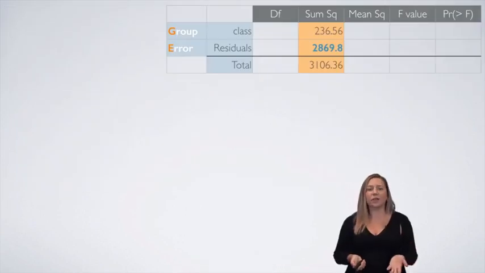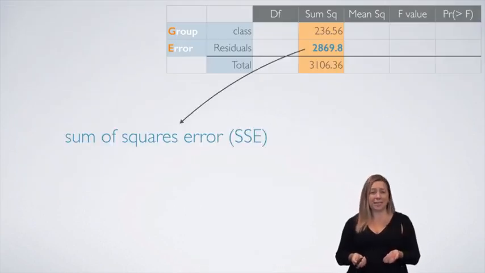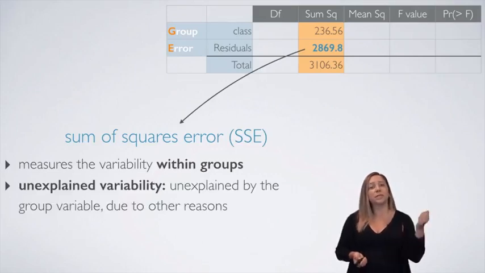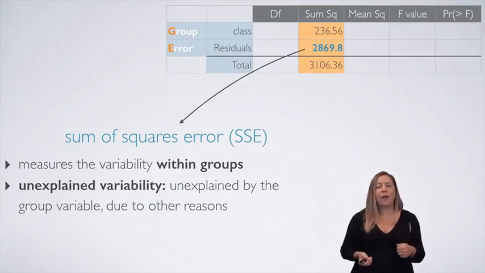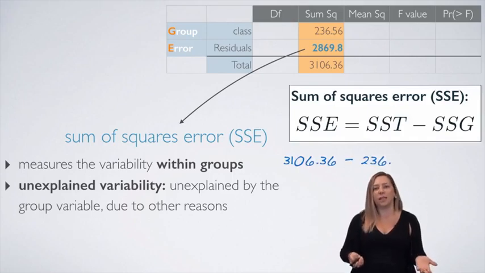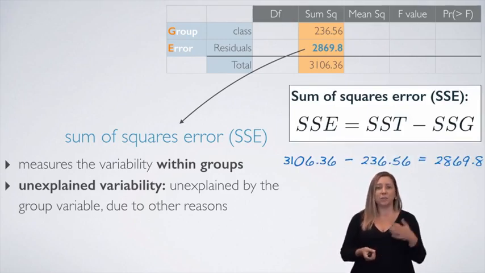The last value here is sum of squares error, SSE, and it measures the variability within groups. In other words, this is the unexplained variability, and it's the variability due to all the other variables. The simplest way of calculating this is simply as the difference between SST and SSG.